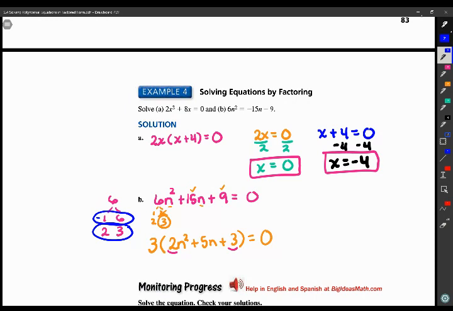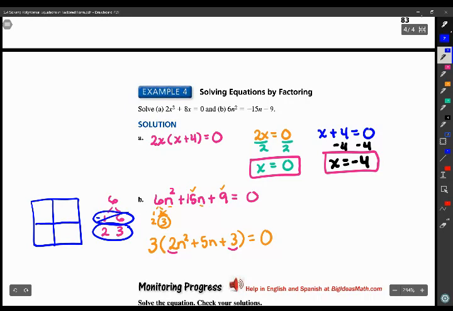So -1 times 6 is a -6, and we need it to be a positive 6. So that's why that one doesn't work. And then we're going to do box method. And so our first term is our 2n squared.